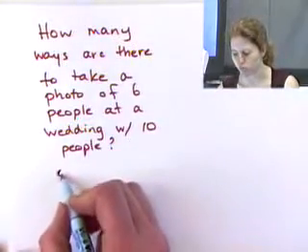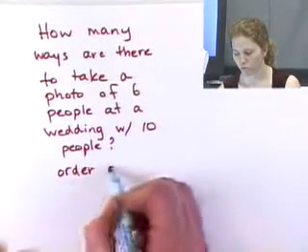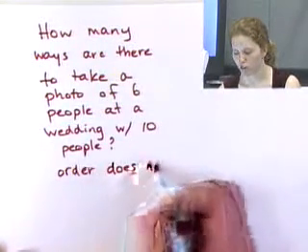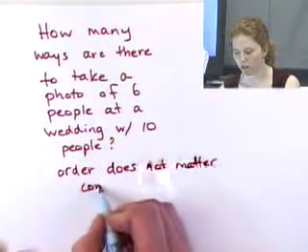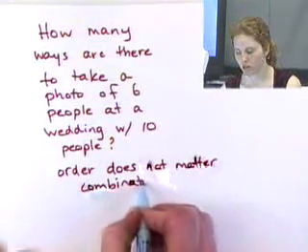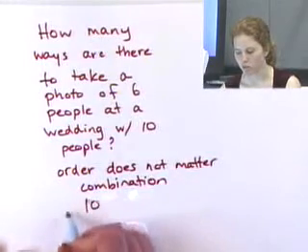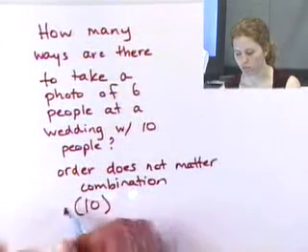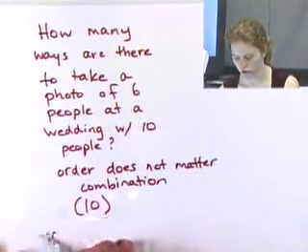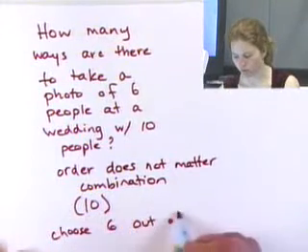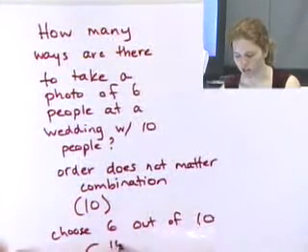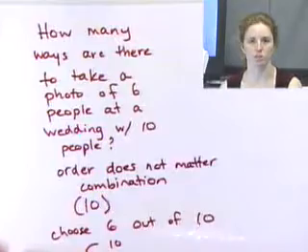So I'm going to assume order does not matter. So this is a combination. And my set I'm choosing from is 10. So I choose 6 out of 10, or C(10,6). Or "10 choose 6" is the way to read that.